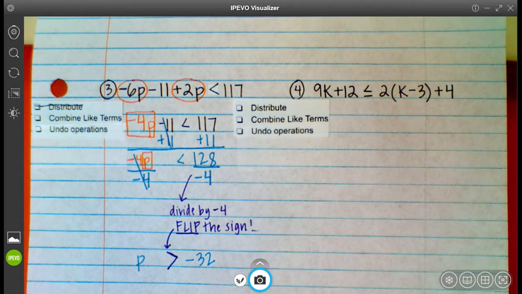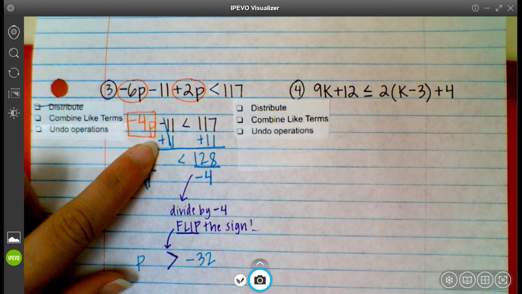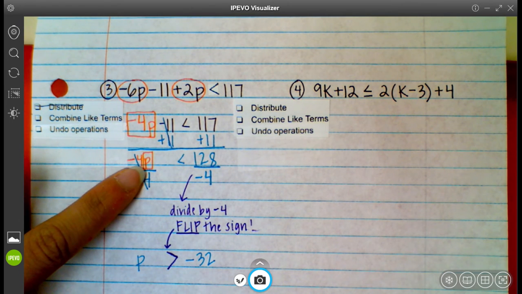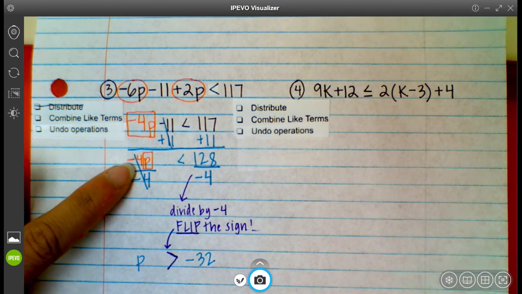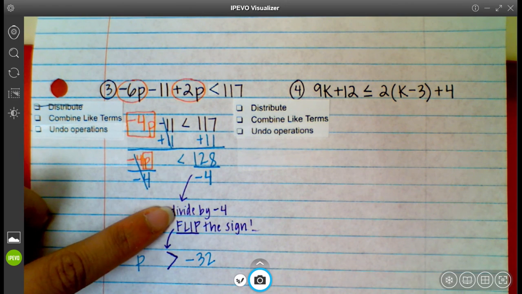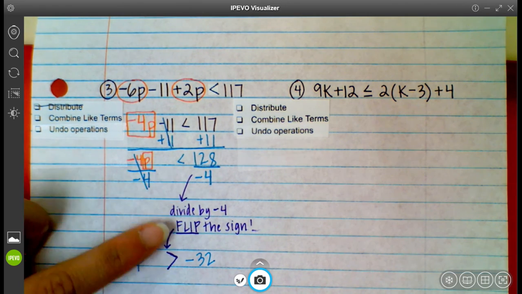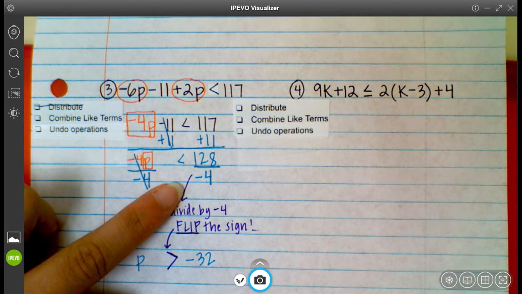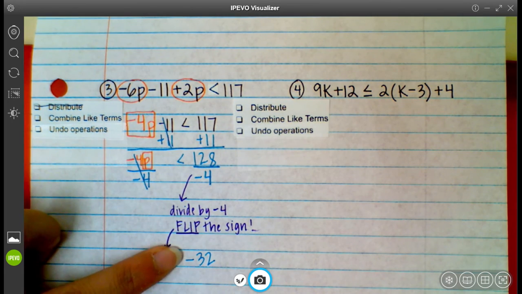So as you guys were solving number 3, be careful. So we added 11 to undo the subtraction to both sides. To get p by itself, we had to divide by our negative 4 that was in front. But watch out, when you divide by a negative or multiply by a negative, you end up flipping the sign. So no longer less than, we are now greater than. And 128 divided by negative 4 was negative 32.